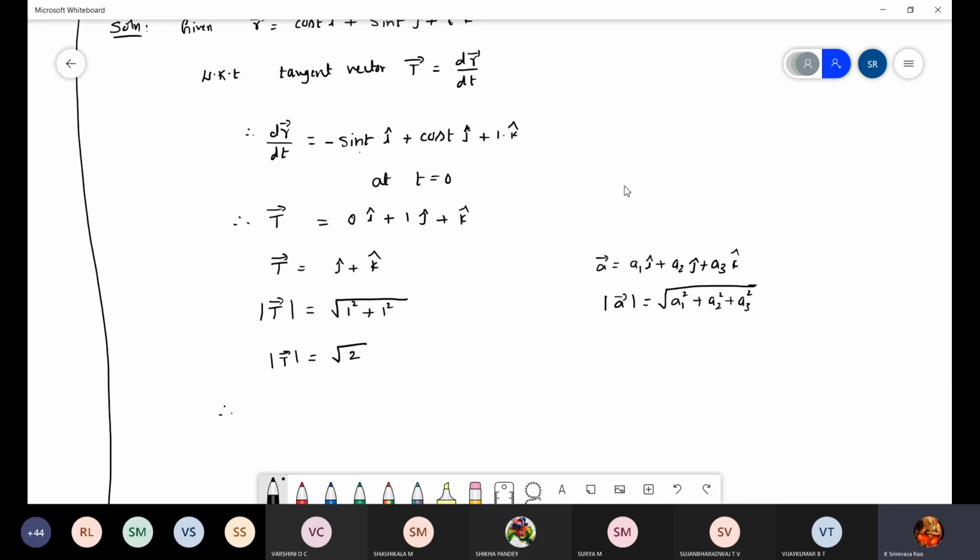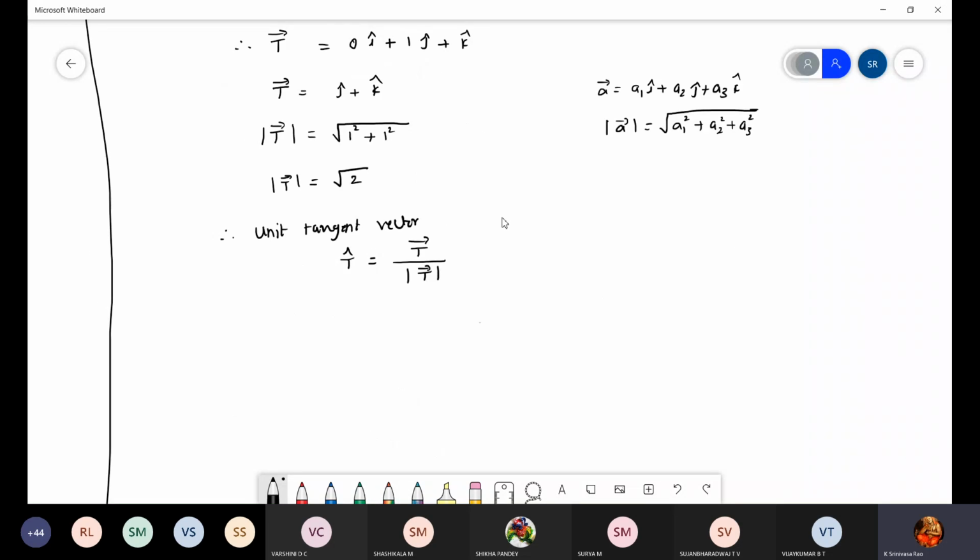So finally, what is our question? Unit tangent vector. T cap equals, write the formula, vector T divided by its magnitude. Just substitute what vector T is: T cap equals i cap plus j cap plus k cap divided by root 2. So this is the solution.